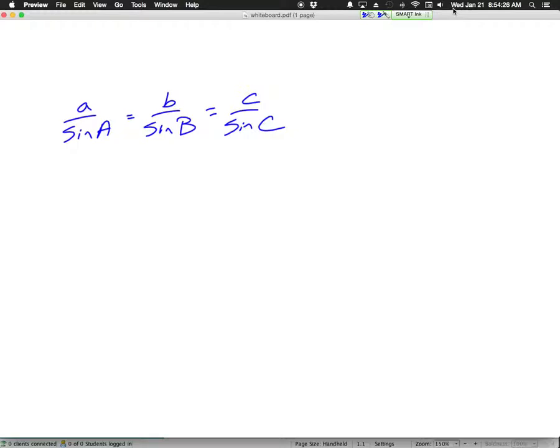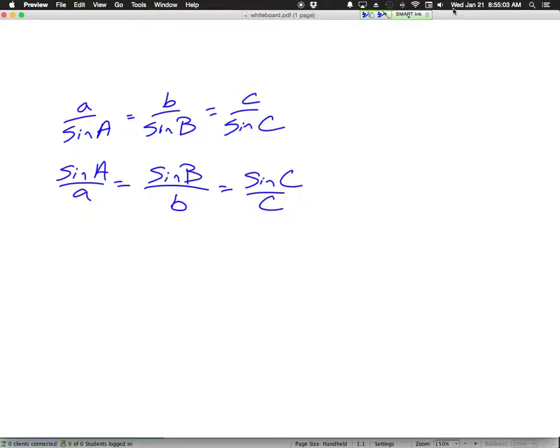Okay, this is one way it is presented: a over sine of A equals b over sine of B equals c over sine of C. And the other way is sine of A over a equals sine of B over b equals sine of C over c. And again, what do uppercase letters represent? Angles. And lowercase letters represent sides.